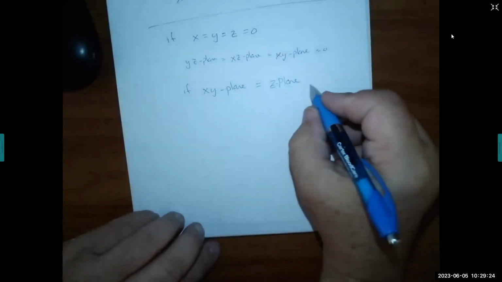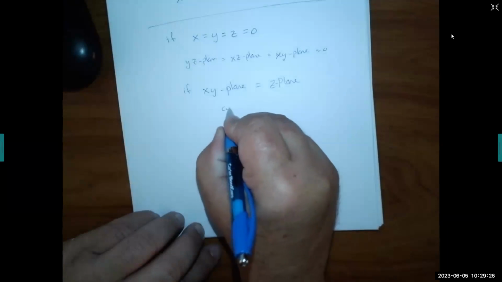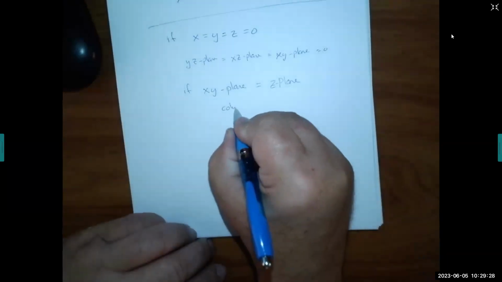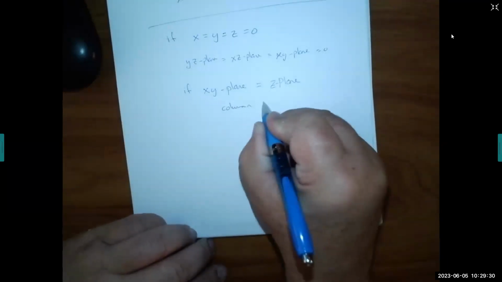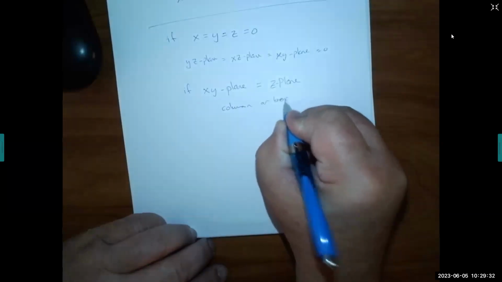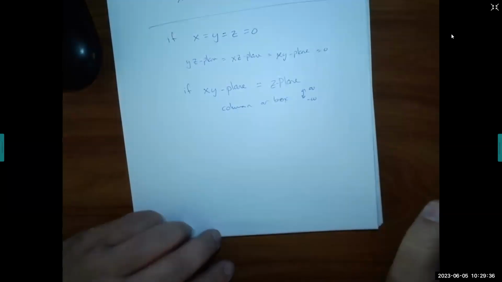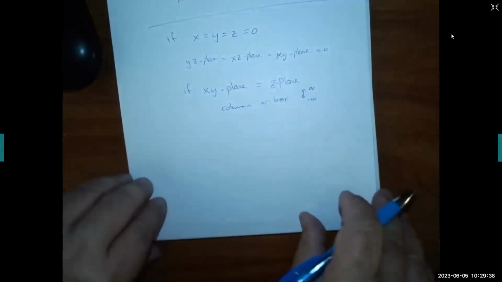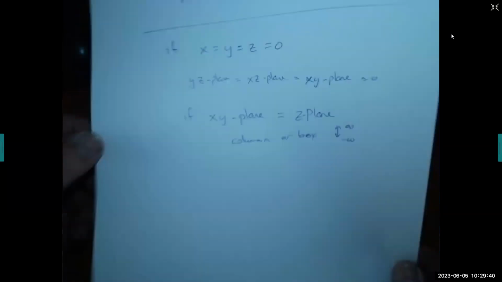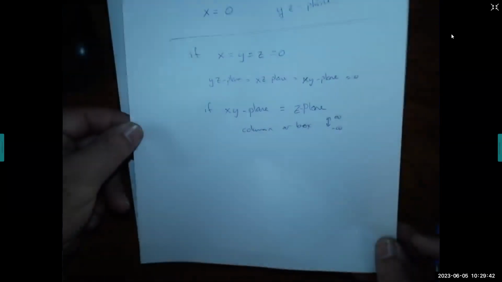So here we have a box or column going up and down to infinity, because you take your XY sheet, which is 2-dimensional, and it goes up and it goes down.